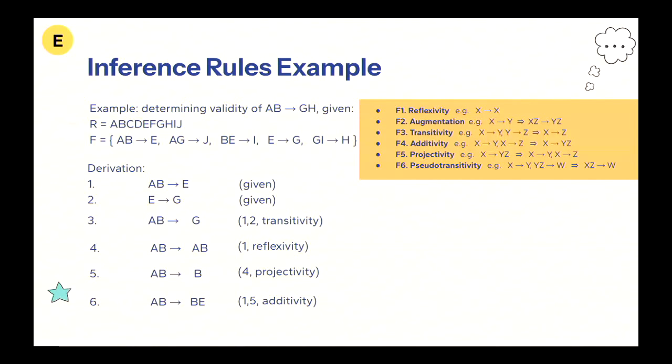So do you know why? Because by combining 1 and 5, AB can determine B, AB can determine E, we can combine these two rules into one. AB can determine BE, a union of B, E. So this is the sixth question here.